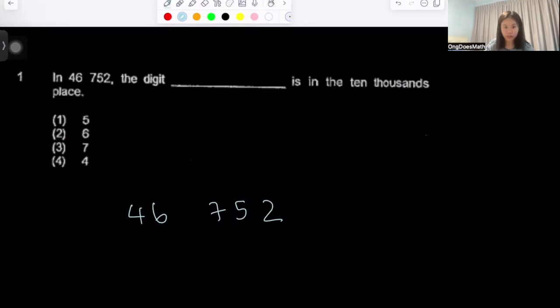So 2 is in the 1's place, good. 5 is in the 10's place, good. After 10's place is 100's place, good. After 100's place is 1000's place, good.